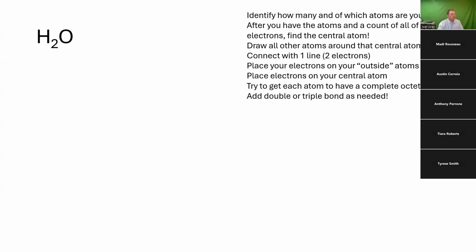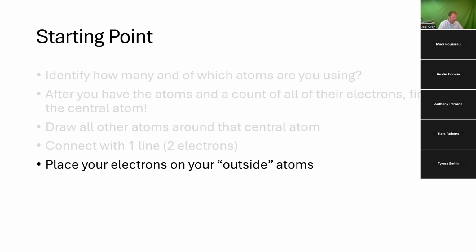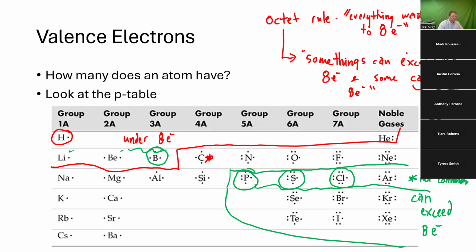So we're drawing water, H2O. The first step is to identify which atoms you are using. Well, we've got two H and one O. After you have the atoms, count all of their electrons. There are two hydrogen atoms, one electron each, so two electrons. Oxygen has six electrons.